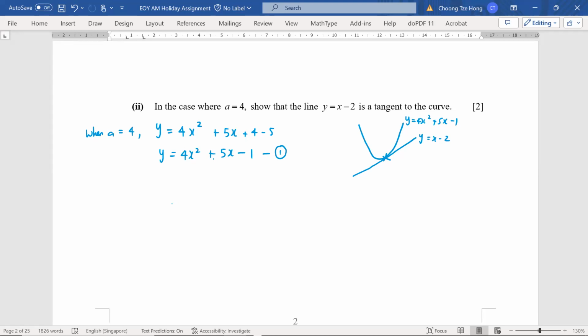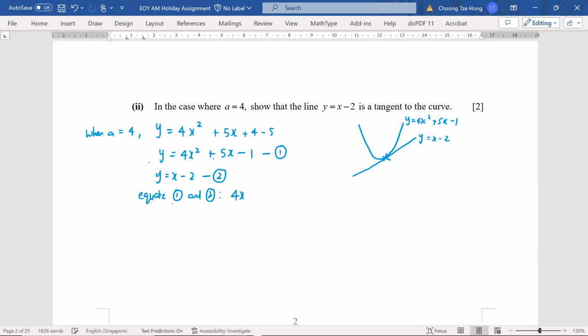Equation 1 is the equation of the curve, and equation 2 will be the equation of the line. Basically now we're going to equate 1 and 2, and if it's tangent, when we try to solve it, we should only get one answer. Later on, we will examine the discriminant in order to help us come to that conclusion. So let's go ahead and equate 1 and 2.